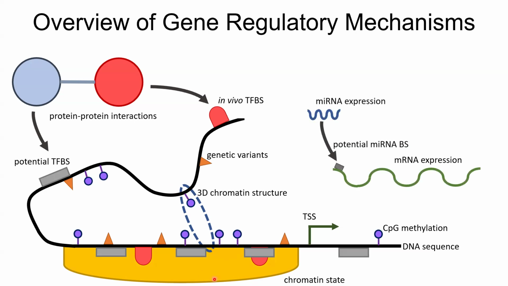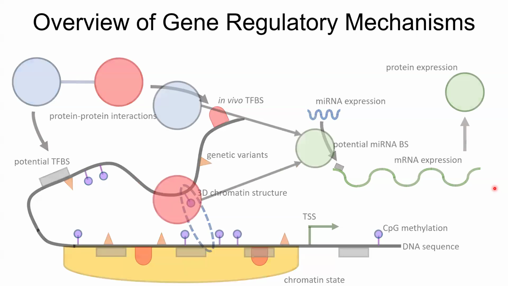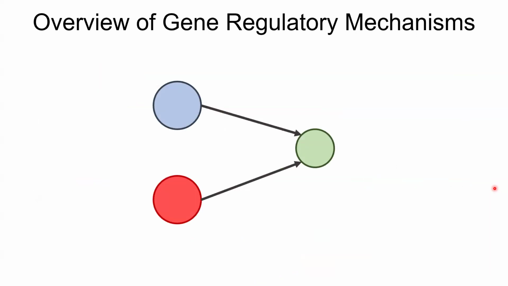But this is not the end of the story. MicroRNAs can actually go and bind microRNA binding sites along mRNA and degrade it. Ultimately, the mRNA is then translated into protein. And you look at all this, and this is a lot of complex mechanisms. But at the end of the day, in a gene regulatory network, what we want to do is we want to reduce this to its simplest form.